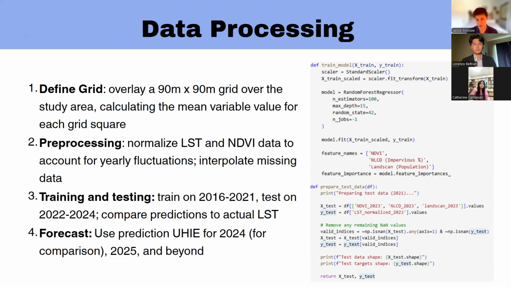Once we collected the data, we pre-processed it by normalizing LST and NDVI values across years. We used the data from 2016 to 2021 as a training dataset, reserving recent years as testing data. We then ran a random forest regression model on the data, which gave predictions for each grid cell in 2022 and 2023. Finally, data was extrapolated into 2024, 2025, and 2026 using a regression. We ran the model on the extrapolated data to predict future growth.